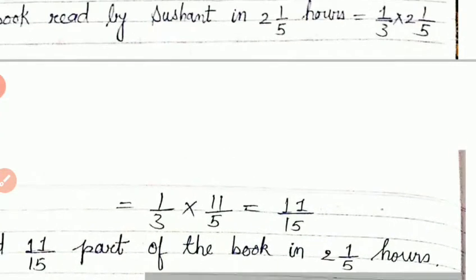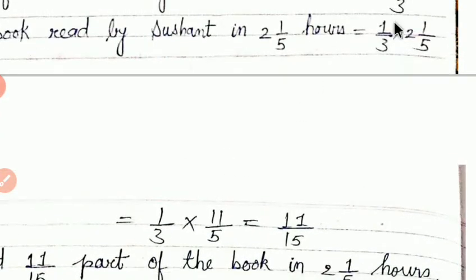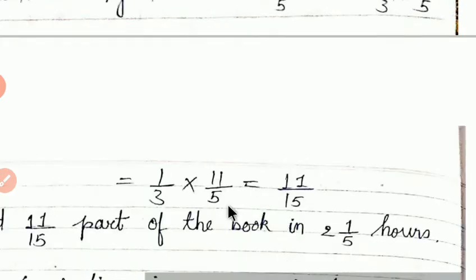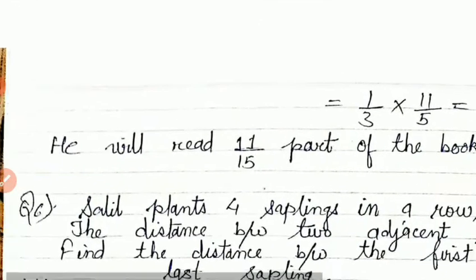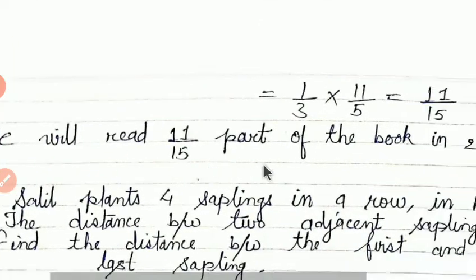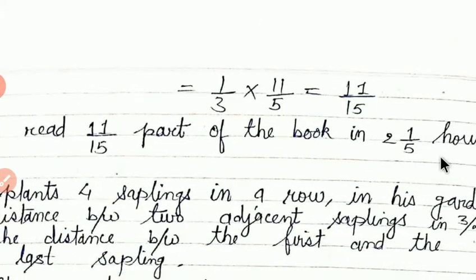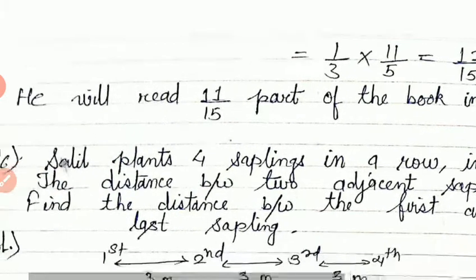Now first we'll change into improper fraction. So 1 by 3 into 5 twos are 10, 10 plus 1, 11 upon 5. Or you can write it as 11 by 15. So he will read 11 by 15 part of the book in 2 1 by 5 hours. Means out of 15 parts, he will read how many parts? 11 parts of the book in 2 1 by 5 hours.